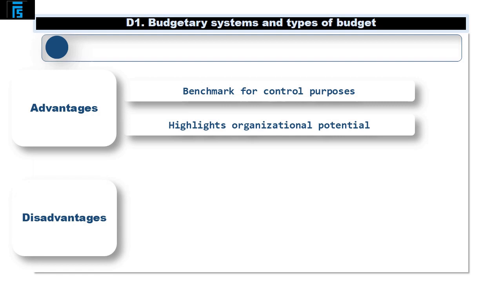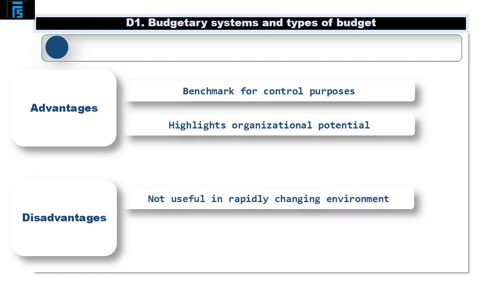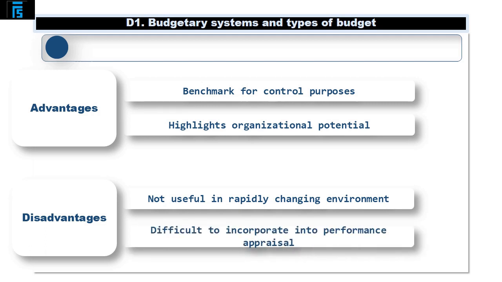However, a fixed budget is not useful in an environment that is rapidly changing. A change in expected production or sales levels will render the fixed budget outdated. Also, if actual levels of production were different to what was expected, then it would be difficult to use the fixed budget as part of the performance appraisal process.